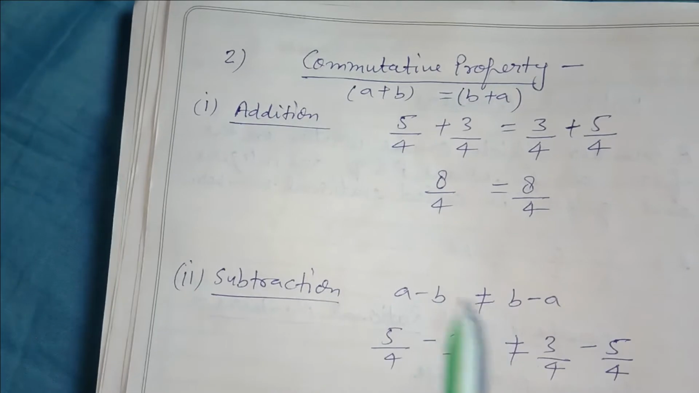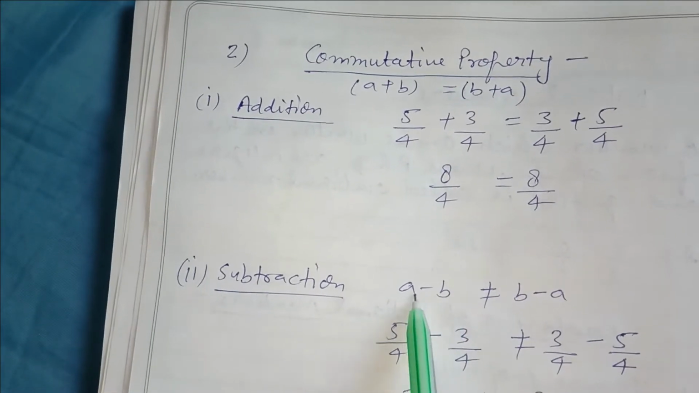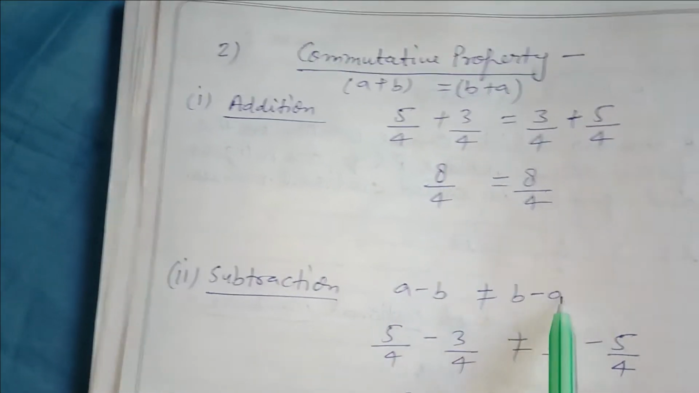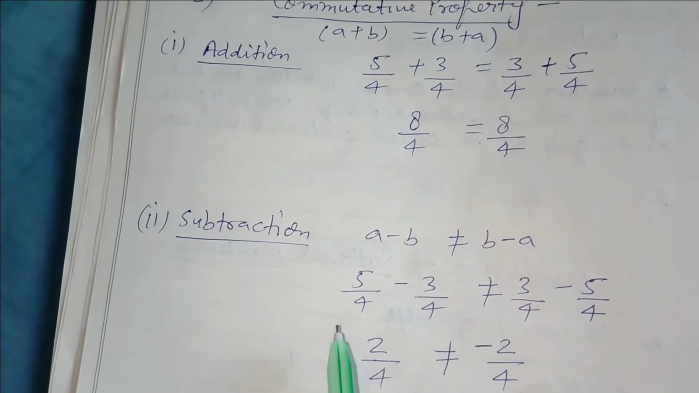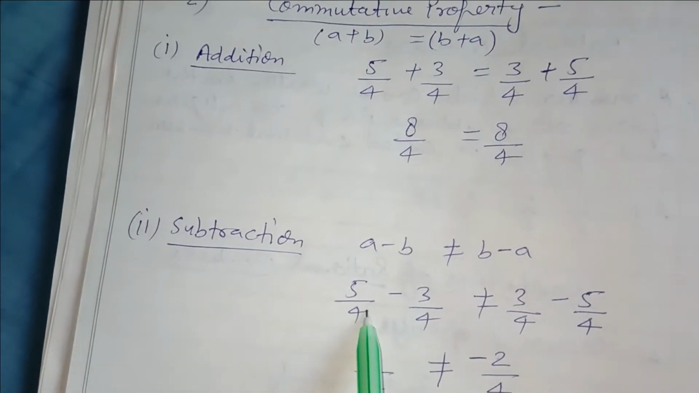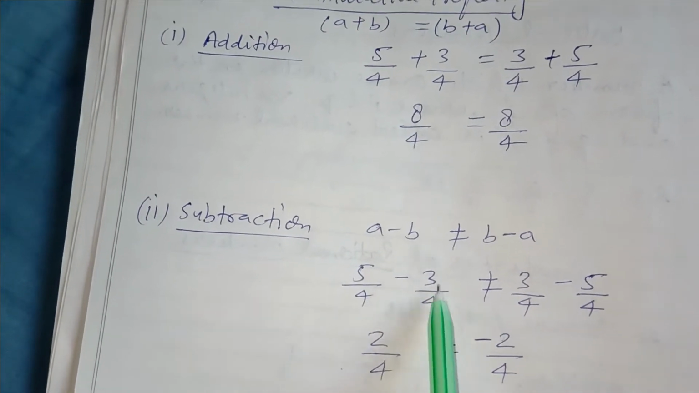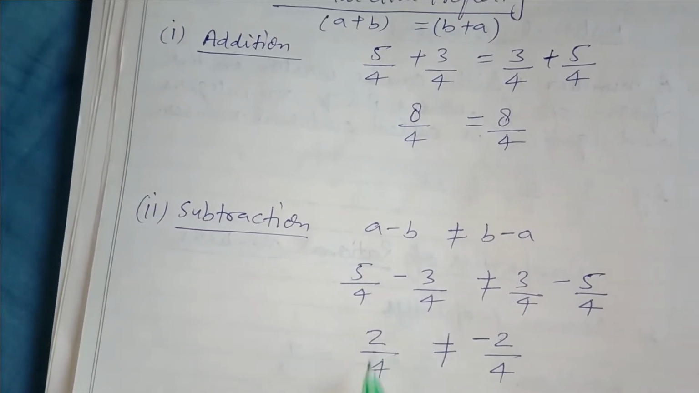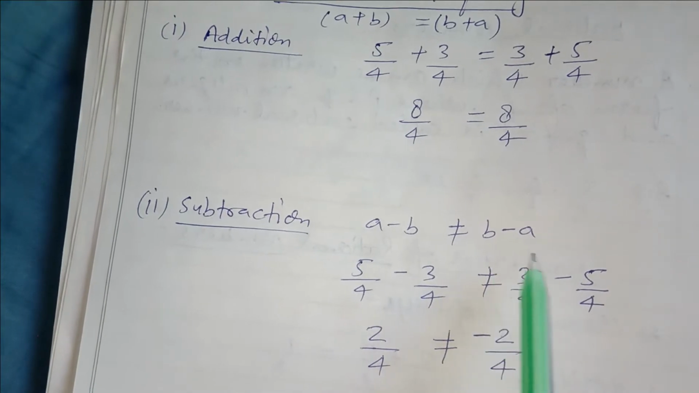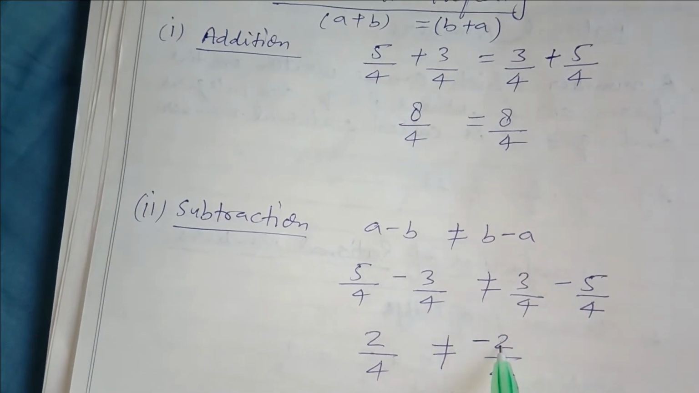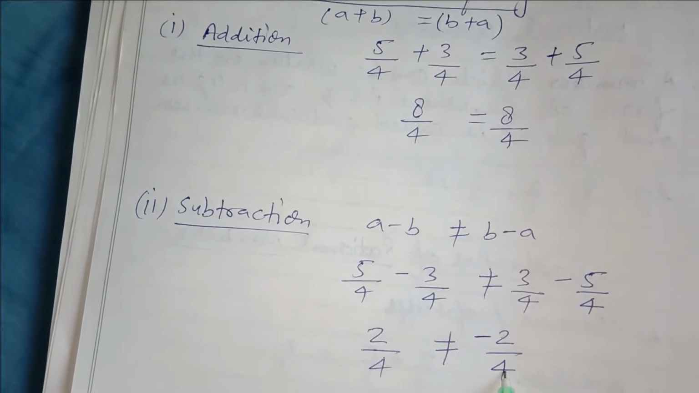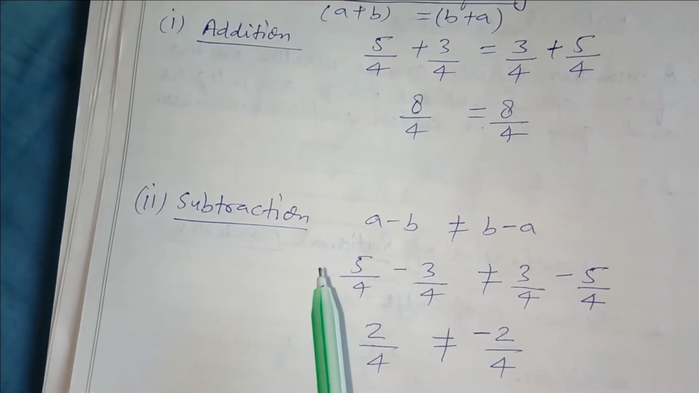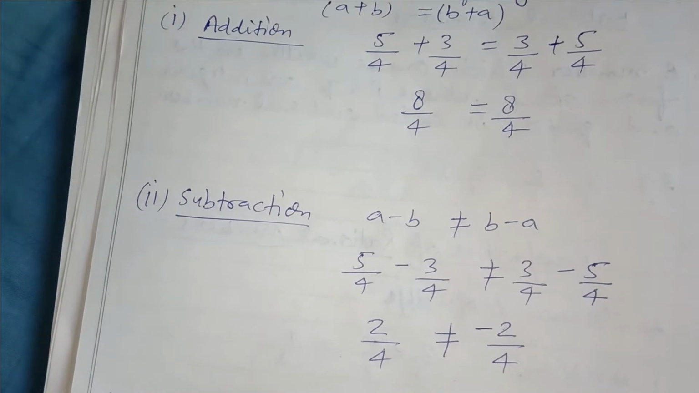For subtraction, a minus b equals b minus a, but this cannot be possible for subtraction. Let us check it. We just take two rational numbers, 5 by 4 and 3 by 4. We just subtract it. What we get? 2 by 4. If we apply b minus a, what we get? Minus 2 by 4. 2 by 4 is not equal to minus 2 by 4. So we can say that subtraction is not under commutative property.